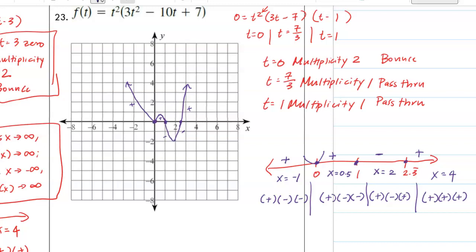Okay, let's state the end behavior. And we already knew what the end behavior is going to be because that's t to the second and t to the second, and that's going to be t to the fourth. That's still even, and the three, that's positive. So as x approaches positive infinity, y is going to approach positive infinity, and as x approaches negative infinity, y is going to approach also positive infinity.